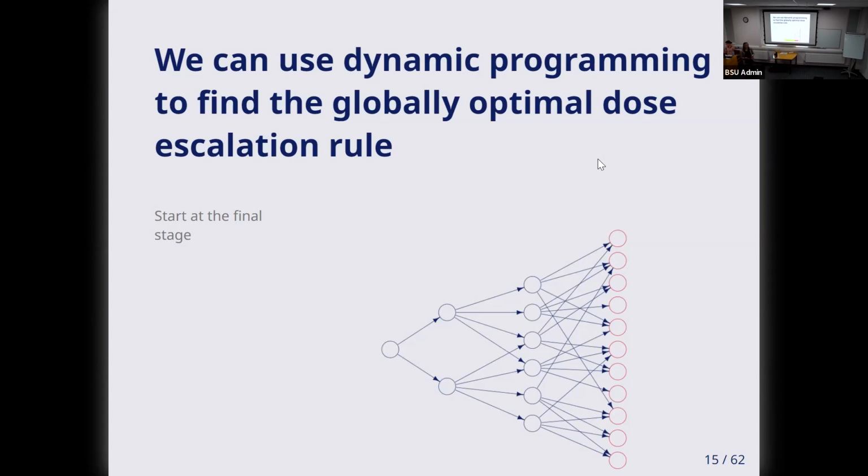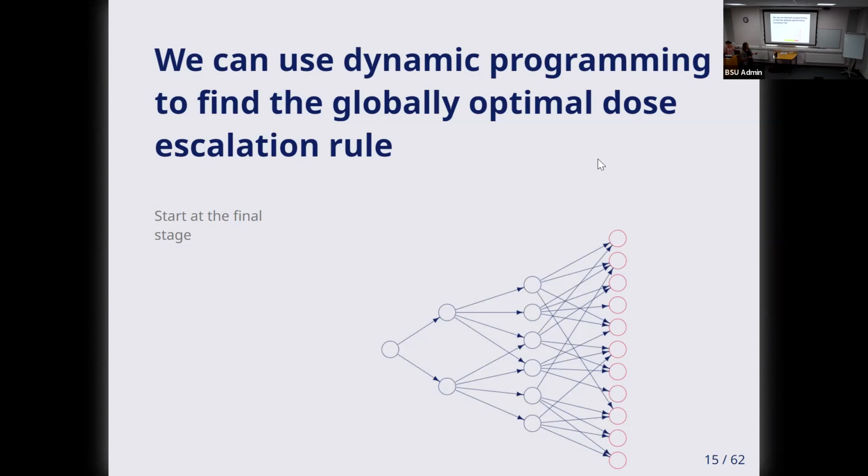To find the rule that's globally optimal with respect to our chosen set of aims, so our chosen objective function and set of constraints, we're going to start with the simplest decision first. So that's starting at the final stage of the trial. At this point, we've observed all the data and we just need to choose which of our fixed set of doses we're going to recommend as the maximum tolerated dose to be optimal with respect to our aims, given what we've observed.